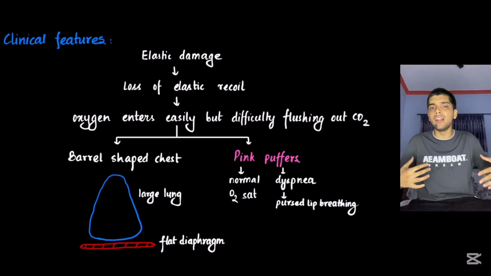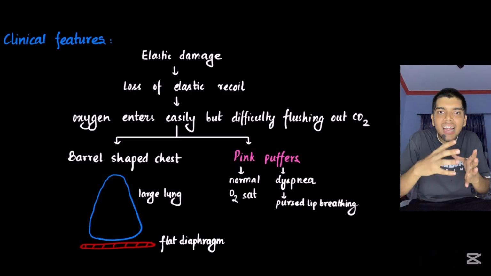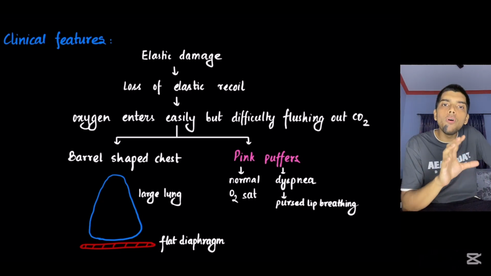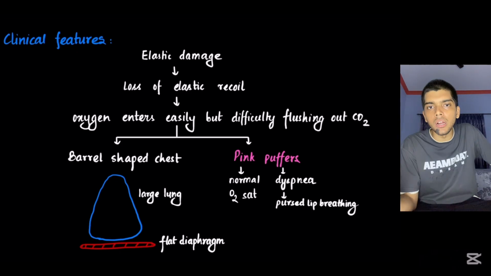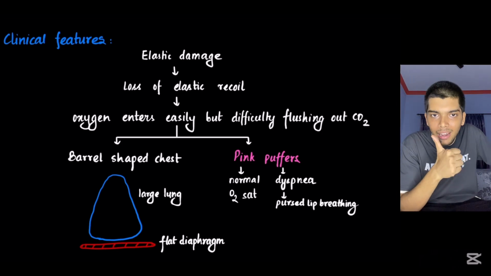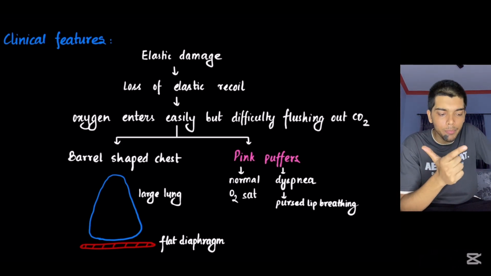Enough is being inhaled, so the lung grows larger in size due to overinflation. So the person has an overinflated large lung. The diaphragm gets flattened as it gets pushed down. So, overinflated large lung with flattened diaphragm.